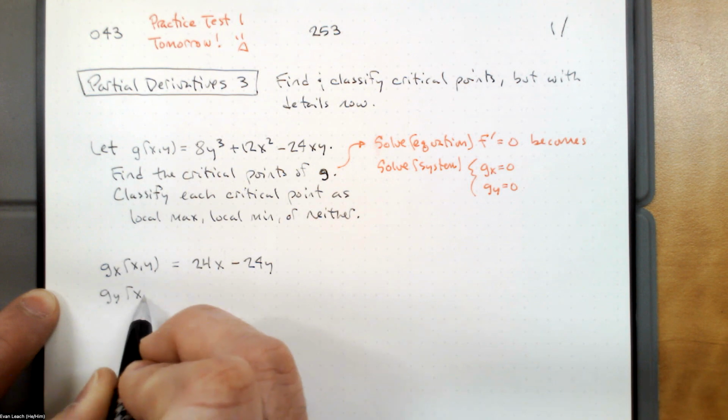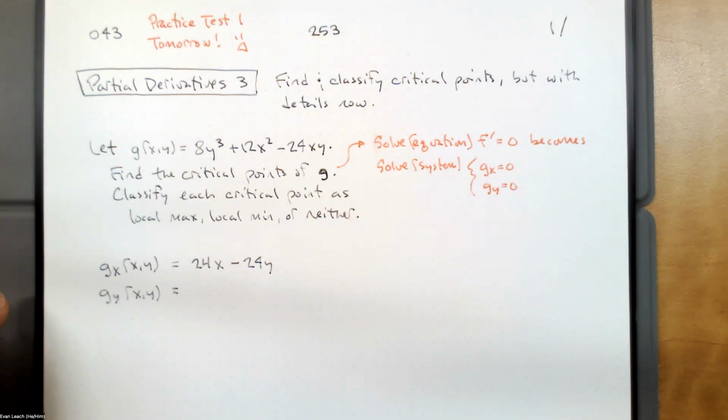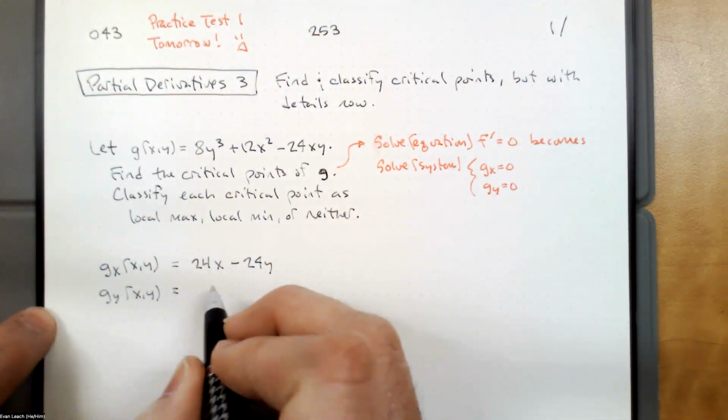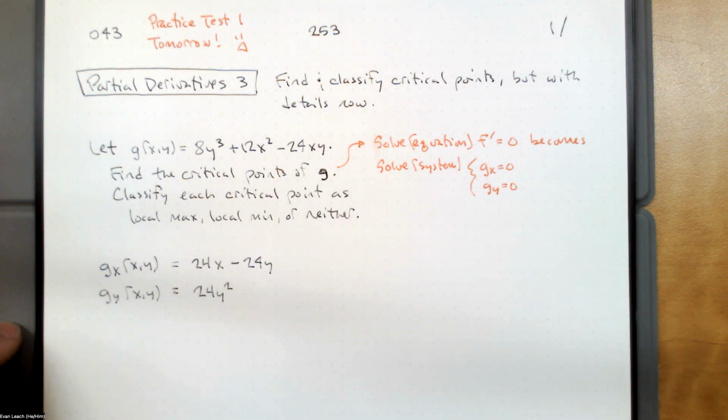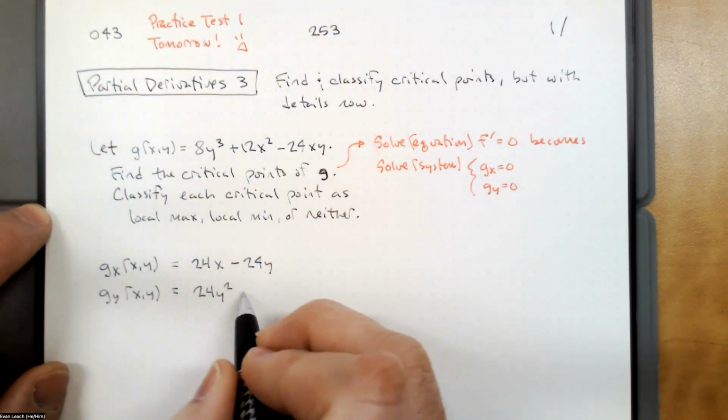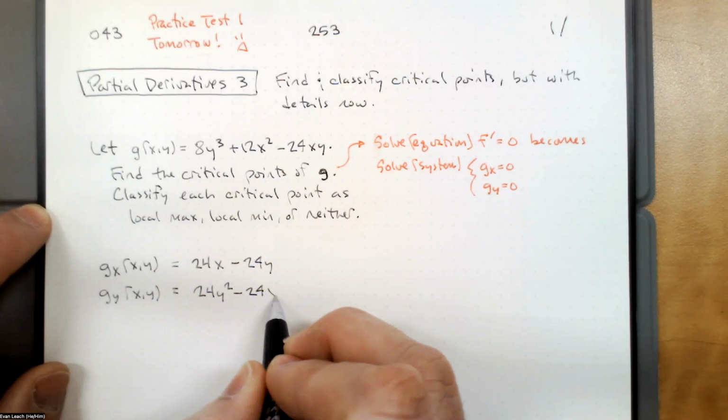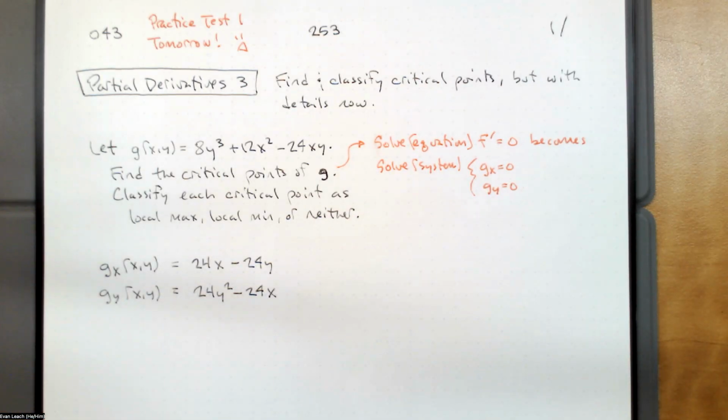gy of x, y. Taking the derivative with respect to y, 8y cubed, the derivative is 24y squared. The derivative of 12x squared with respect to y is 0 because that's a constant term with respect to y. And the derivative of negative 24xy with respect to y is negative 24x. In this case, the x is a constant factor. Here are our two first partial derivatives. We set these equal to 0, and this produces a system of equations.